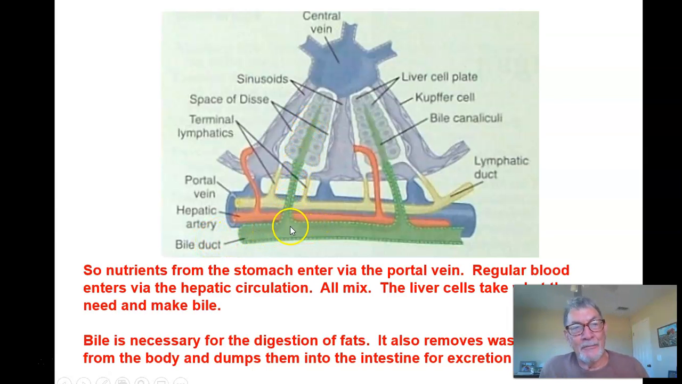Here's the ductal cells that are adding bicarbonate, and here's all of your bile that you're going to need to digest your fats and stuff, and it all goes down, collects in the common bile duct, joins with the pancreatic duct, and dumps into your intestine.